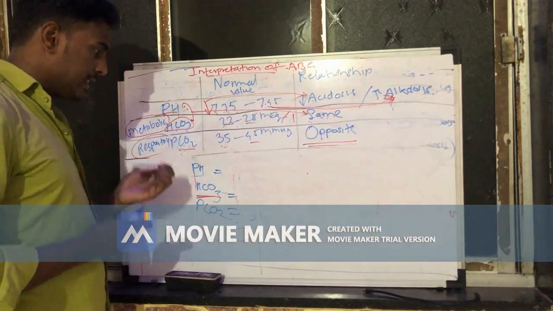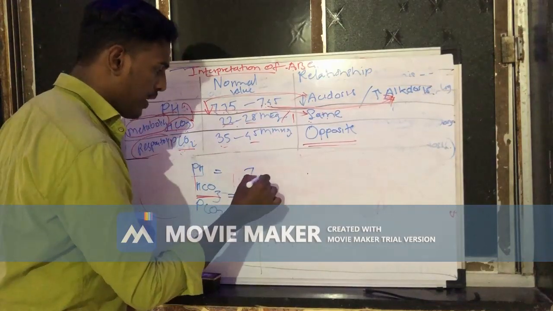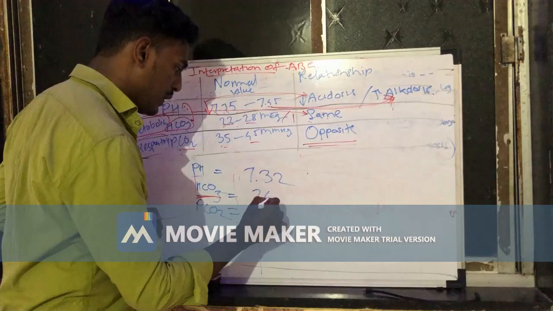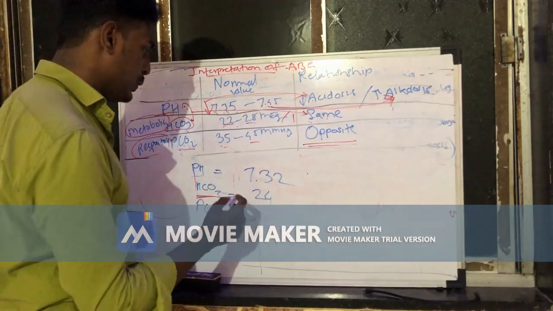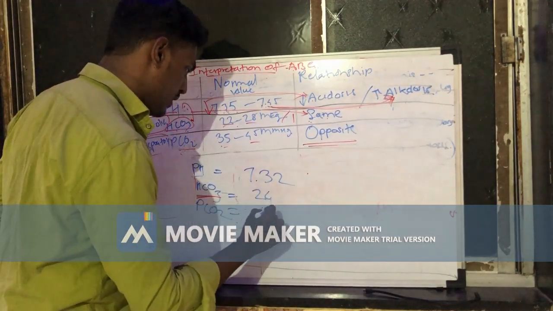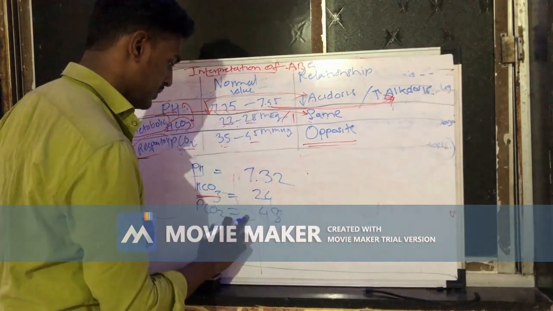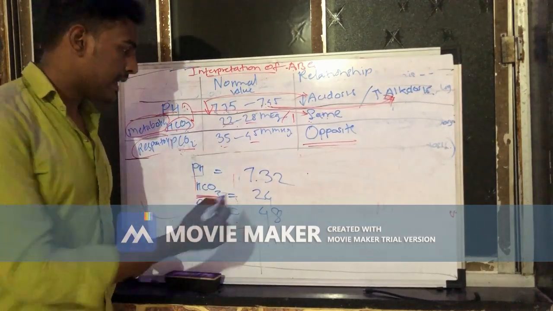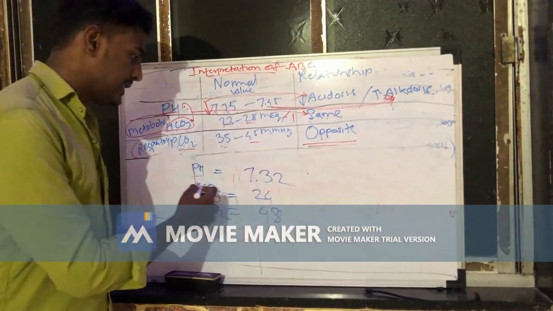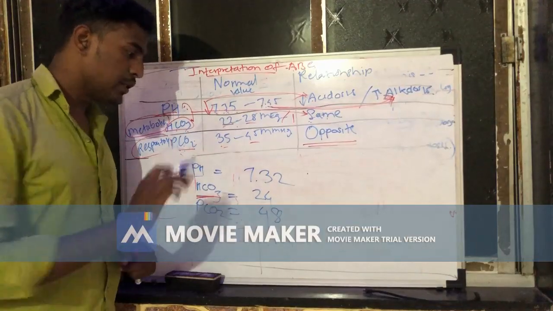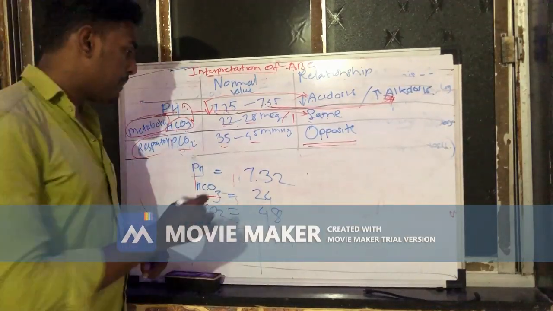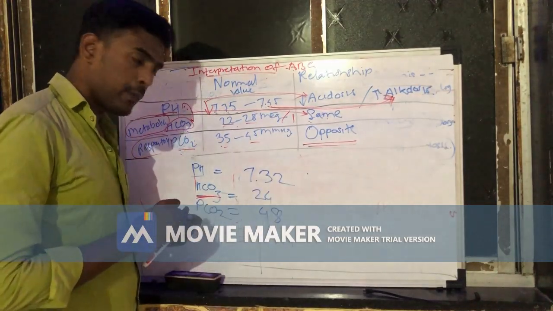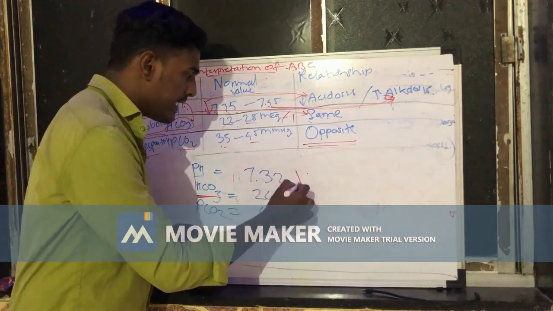Okay, now consider the pH is 7.32, HCO3 24 and PCO2 48. I hope it is visible. I am going to repeat now. pH 7.32, HCO3 24, PCO2 48. Now tell me, pH is less or more? Obviously, it is less than 7.35, so it is less.